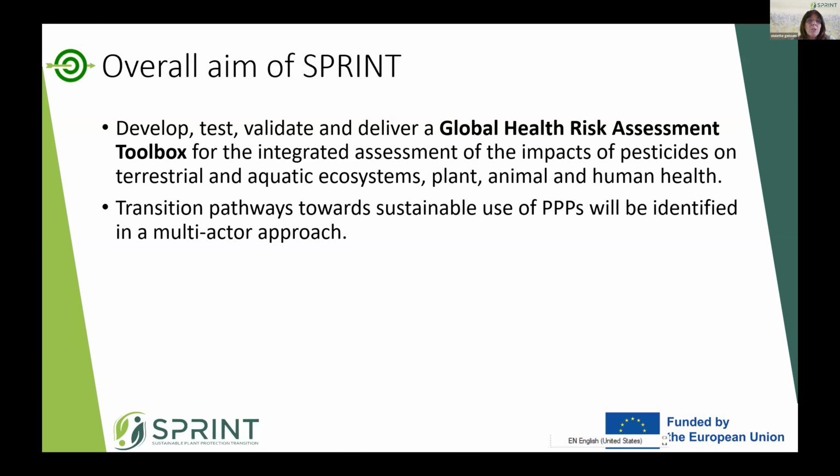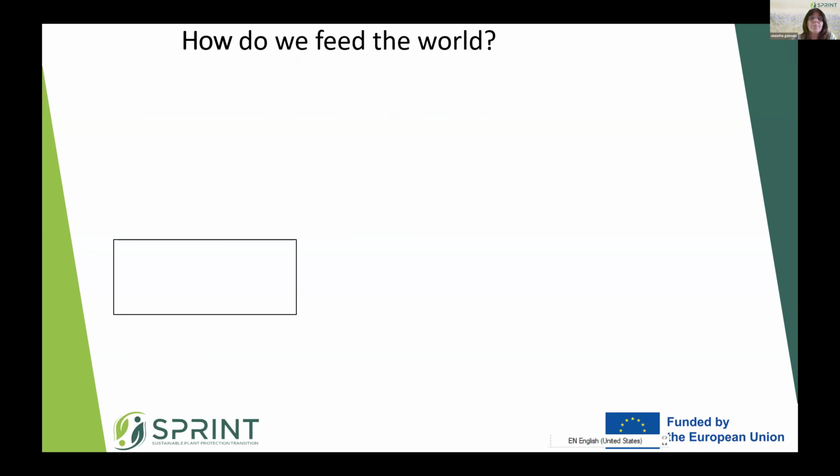The SPRINT project was meant to develop, test, validate and deliver a global health risk assessment toolbox for the integrated assessment of the impacts of pesticides on terrestrial and aquatic systems, plant, animal, and soil and human health. Furthermore, we do not forget the importance of showing transition pathways towards sustainable use of pesticides in a multi-actor approach, and finding possibilities to reduce the dependence on pesticides.